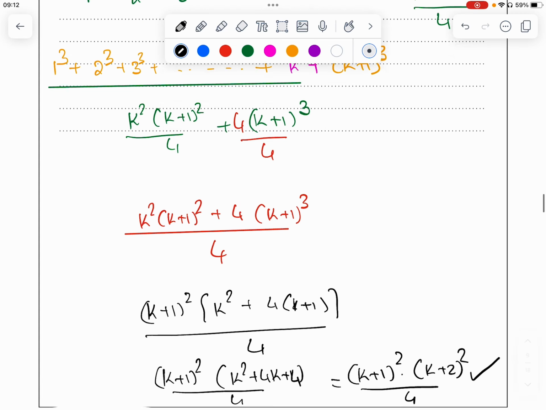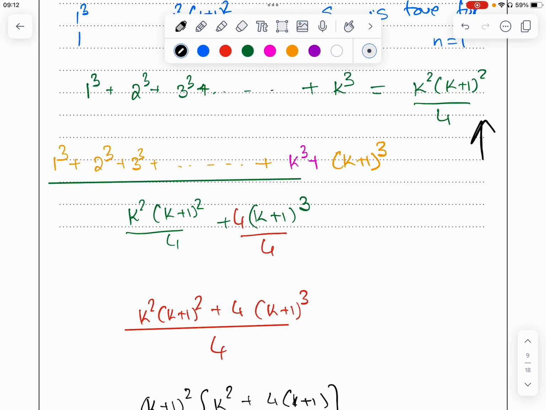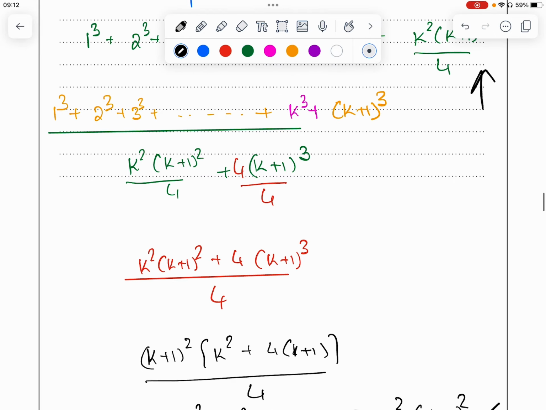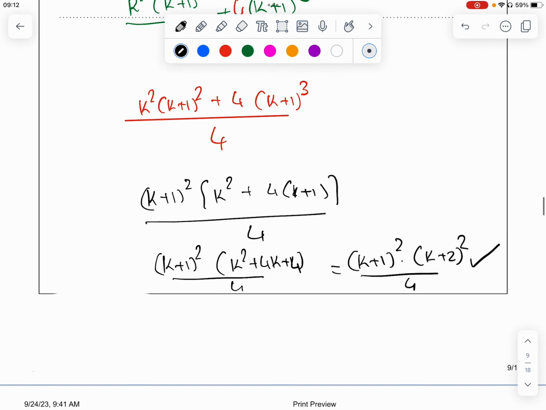Because when I plug in k plus 1 in the right hand side also, I should get k plus 1 whole square times k plus 2 whole square upon 4. So therefore by the principle of mathematical induction, it must be true for all positive integers n.